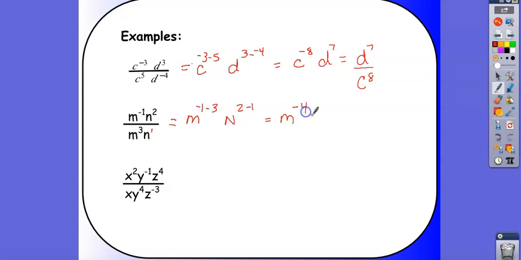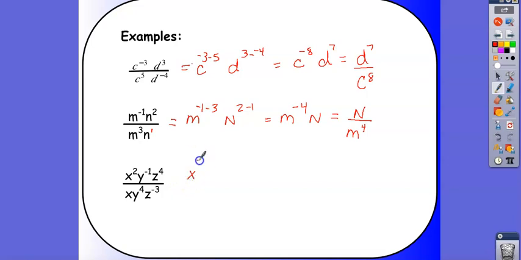M to the negative 4th, n just has a 1. Okay, now I'm going to use my upstairs downstairs rule. I leave n where it is. I take the m downstairs and the 4 becomes positive. So this had 2 variables, this has got 2. Oh my goodness, this one's got 3. We'll just go slow and take each one, and do it at the same time.